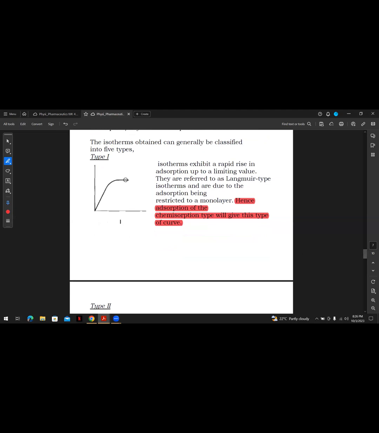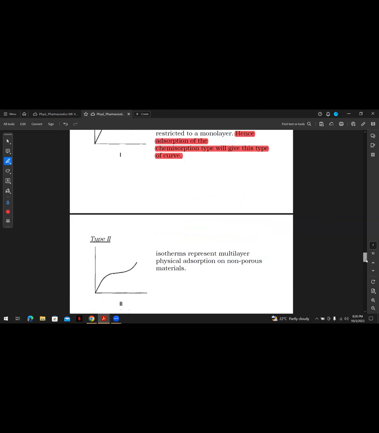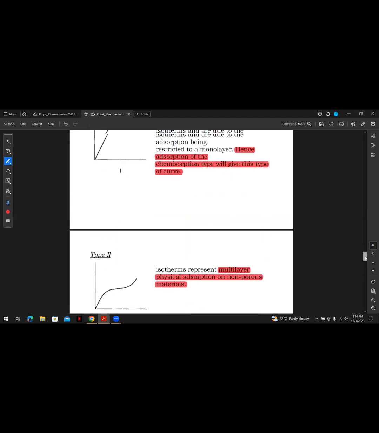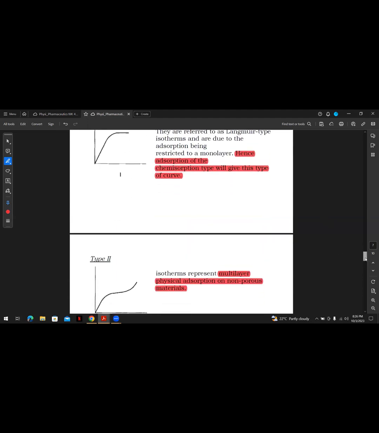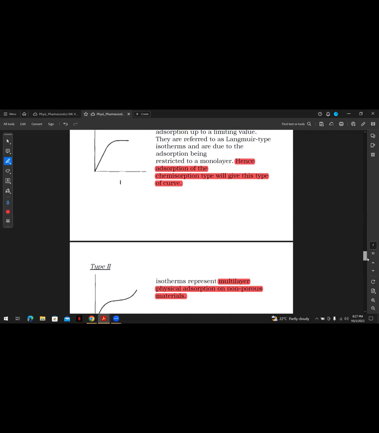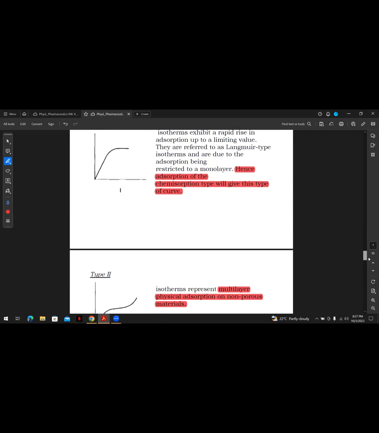Type 2 isotherms represent multi-layer physical adsorption on non-porous materials. The first layer is a monolayer and it's rapid, then it plateaus at some point. With type 2, it goes up, plateaus, and after a while goes up again. So the difference between type 1 and type 2 is that in type 2 there can be multiple layers, but in type 1 it's a monolayer.